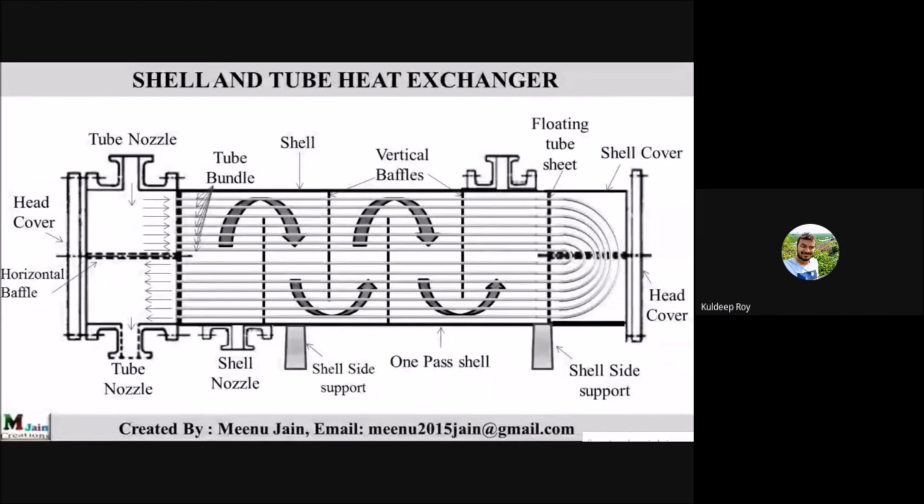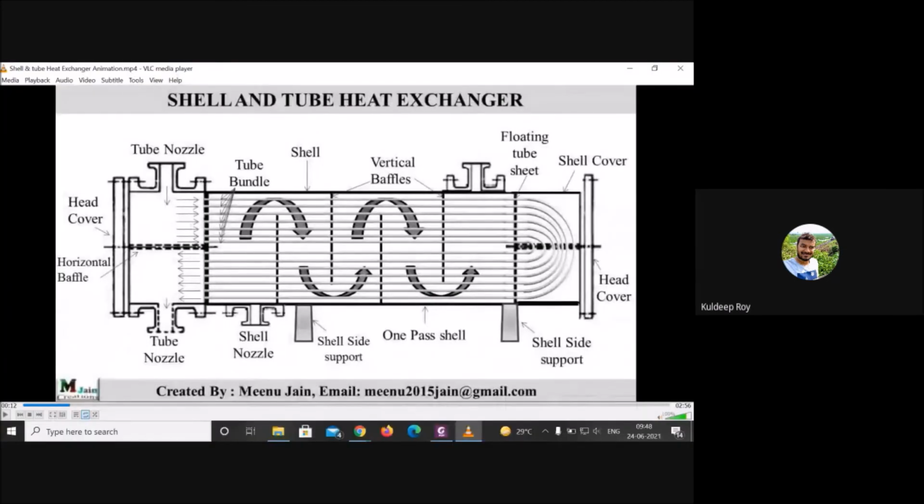Are you getting my point or not? My question is, if you have two kinds of fluid, one is highly viscous, like any kind of mud, and you want to transfer heat from the viscous fluid to a particular liquid, which one do you want to flow in the tube and which in the shell? Can anyone comment on that?